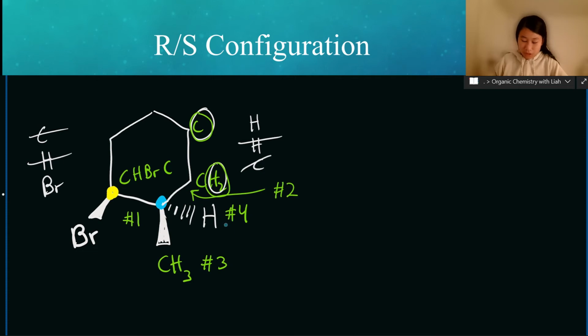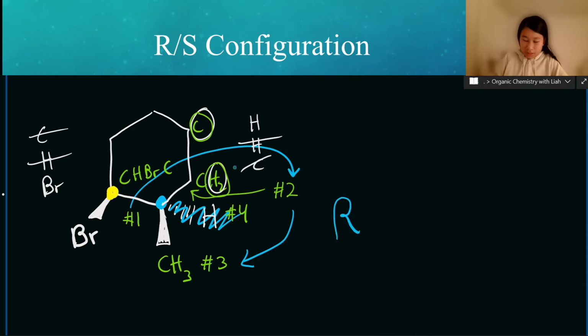Alright, so let us count. Right, so we're going to ignore what's on the dash. And we're going to count from 1 to 2 to 3. And this looks like a clockwise direction, so that configuration is called R. Now, seeing what we have on the dash, that is an even number, therefore our configuration R can remain the same. Okay, so the blue chiral center has an R configuration.